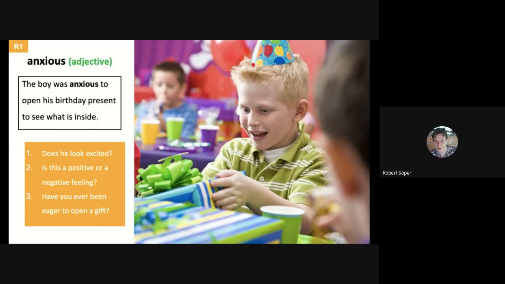If you're kind of eager to open a gift and you're excited to see what's inside, you can say you're anxious to open the gift. That's using anxious in a positive way. So remember, even though being anxious is often negative and we connect it with being nervous, it can also be a positive feeling. It could be connected to being eager and being excited before something happens.